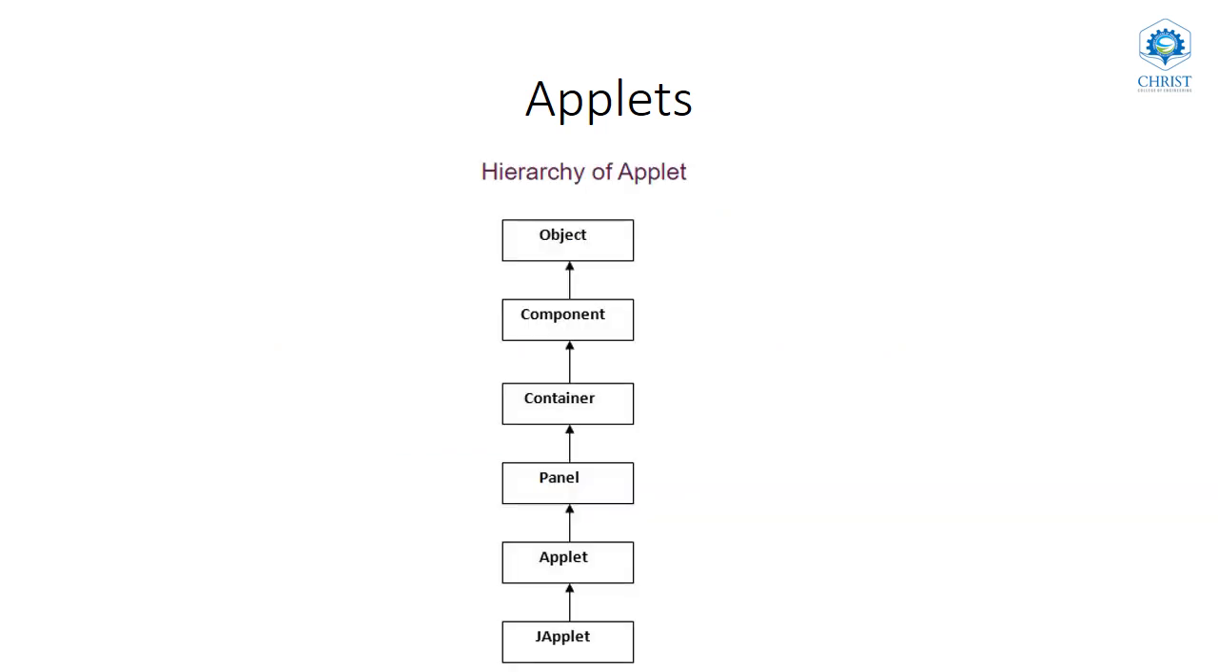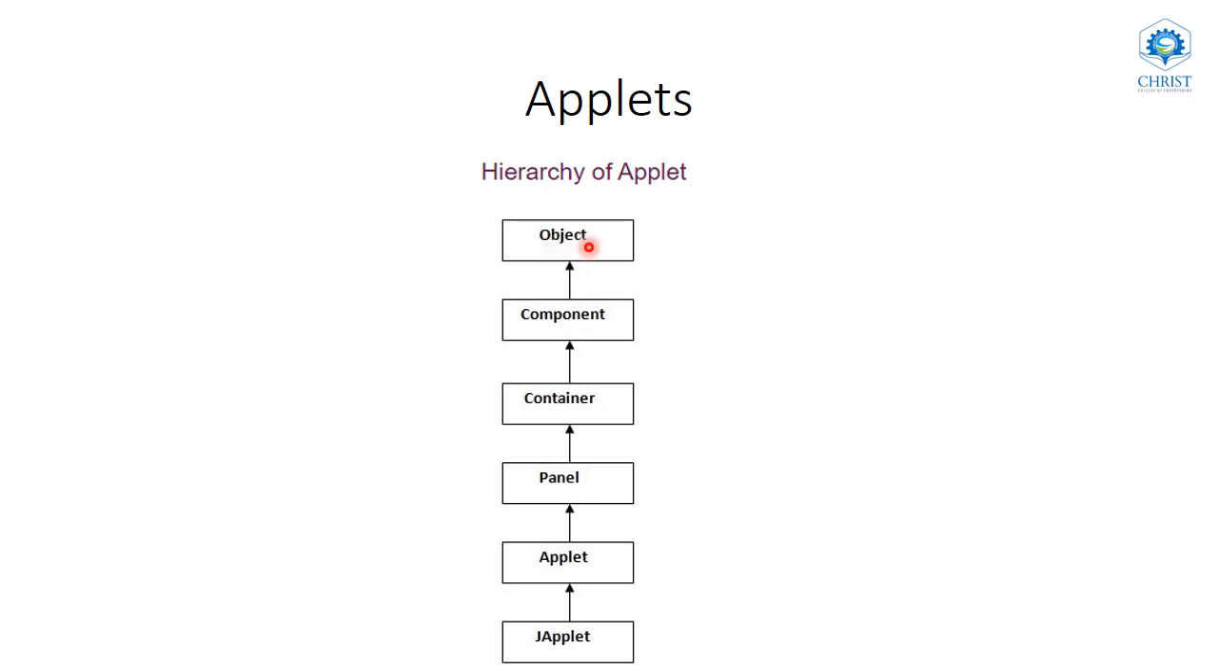Now this is the hierarchy of the Java applet class. Object is the main class of Java. It is at the top of the hierarchy. All classes are actually subclasses of this class Object.